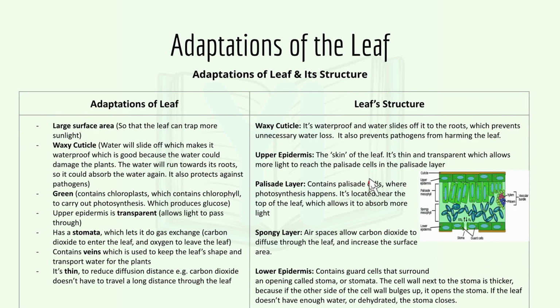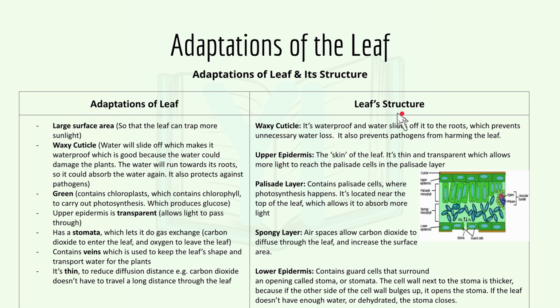So moving on, we have adaptations of the leaf. We have different types of adaptation. We have large surface area, waxy cuticle, green contains chloroplast, upper epidermis is transparent, has stomata, it contains veins and it's thin. So you can just read the different descriptions.